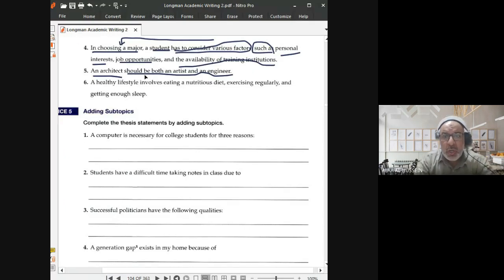An architect should be both an artist and an engineer. This part of the sentence, from "should" until the end of this sentence, is the controlling idea, and it has the sub ideas. And where is the signaling word? The signaling word is "both." Okay. We can add something here. We can say an architect should be both an artist and an engineer for 2 main reasons.